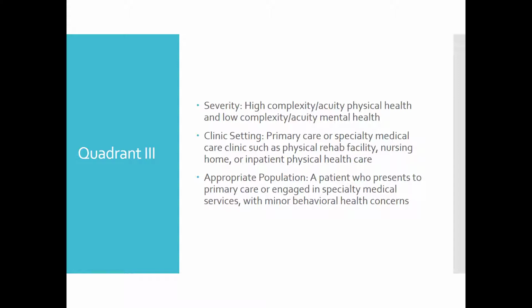So in the third quadrant, the severity levels are high complexity and acuity for physical health and low complexity or acuity for mental health. So usually in this setting we're looking at primary care, specialty medical care clinic, like a physical rehab facility, a nursing home, inpatient physical health care, maybe like a post-surgery stay. The appropriate population that you'd see here is a patient who presents to primary care or is engaged in specialty medical services with minor behavioral health concerns.